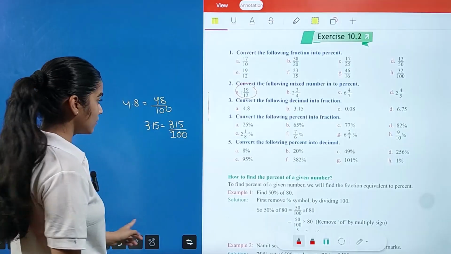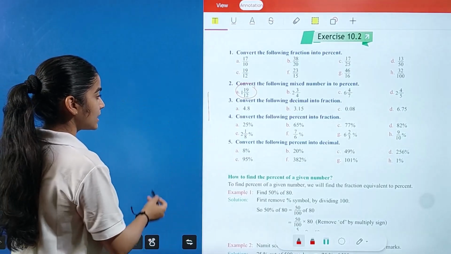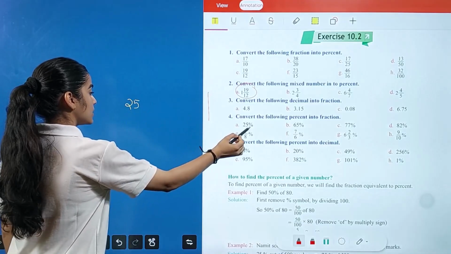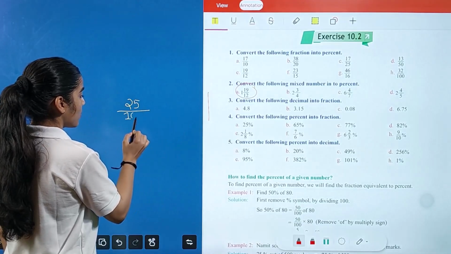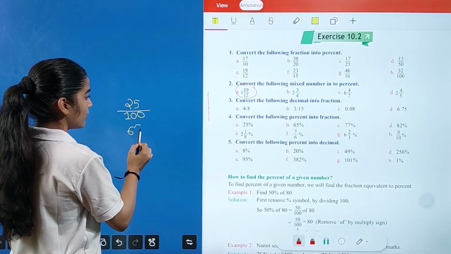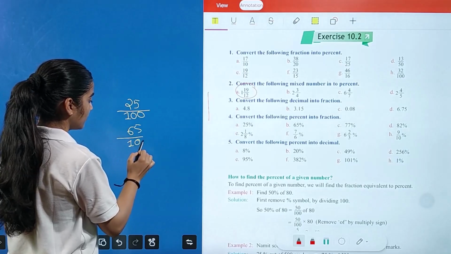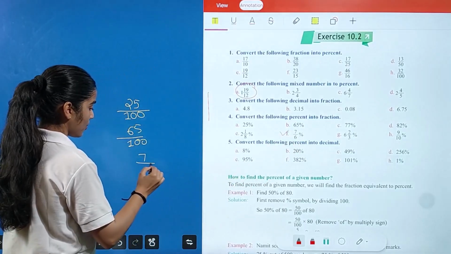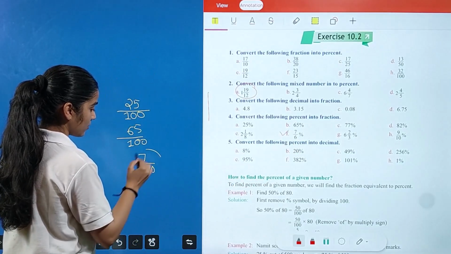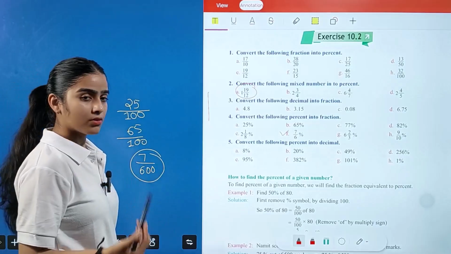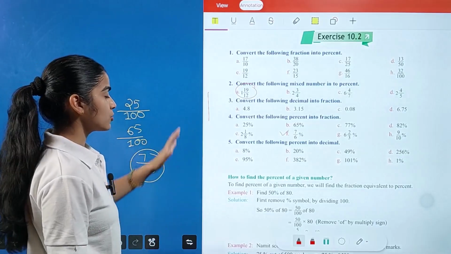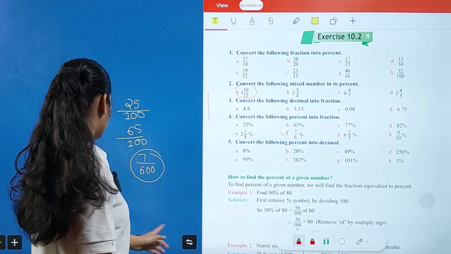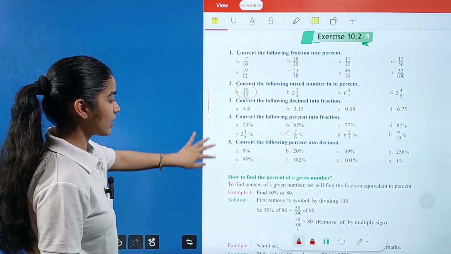Next, question number 3, we have convert the following percent into fraction. So 25, we have to remove this percentage sign. 25 upon 100. 65 upon 100. This one, part F, 7 upon 600. Right? So similarly you can write your answer for the rest of the parts you have in question number 4 by converting them easily from percentage into fraction.